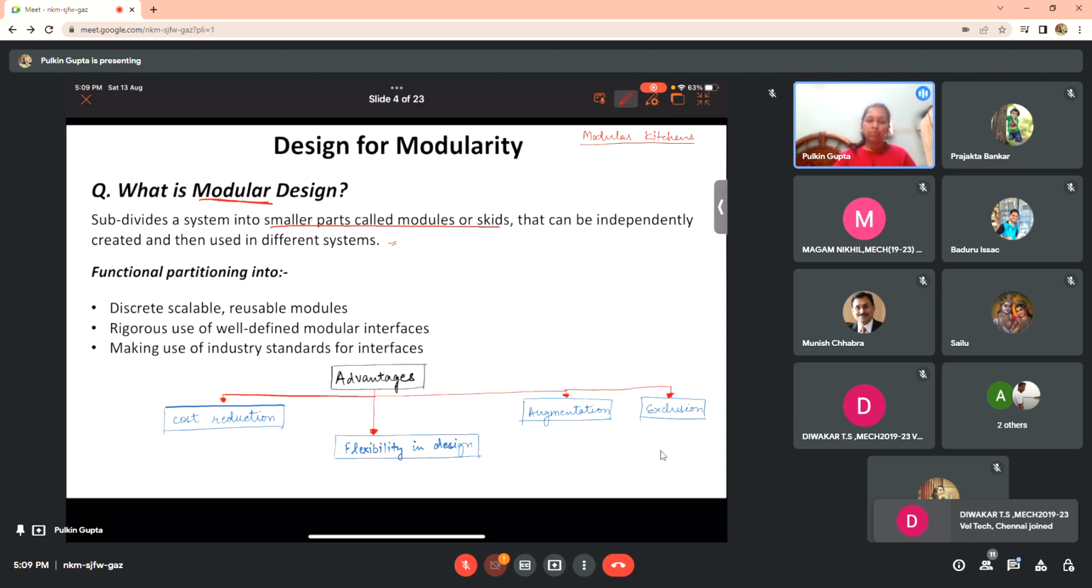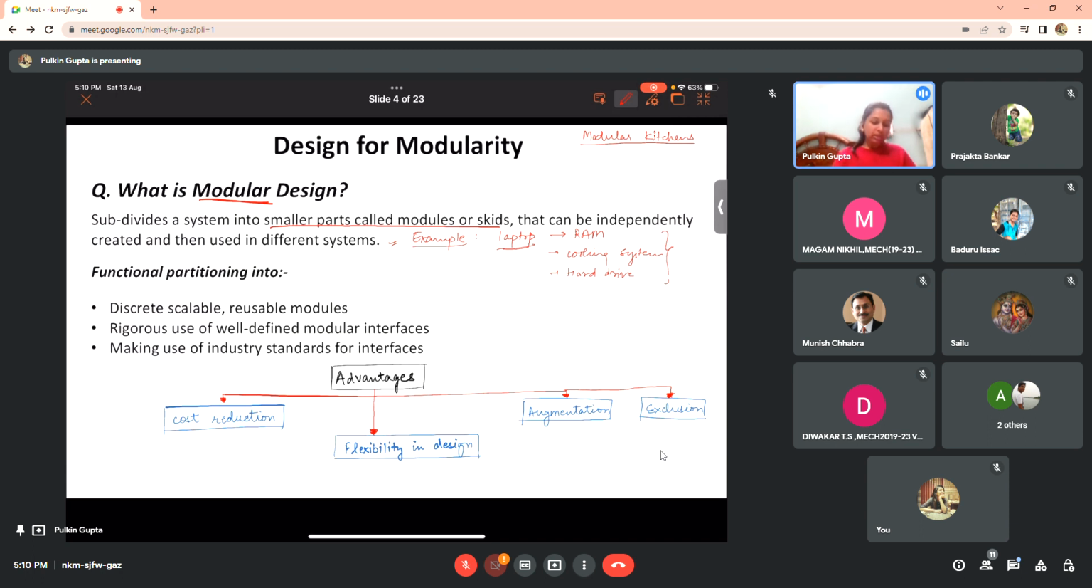For example, take your laptop. You have different components in your laptop, say RAM, the cooling system, the hard drive, etc. These are the different subsystems. Together they perform the function of a laptop, but individually they are subsystems and have their dedicated functions. So these are the different modules or skids for an entire product called laptop.